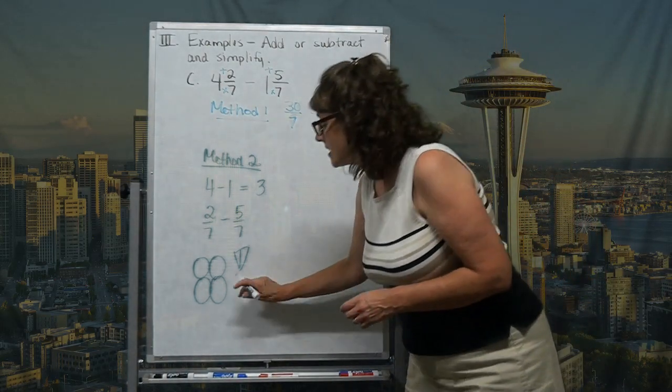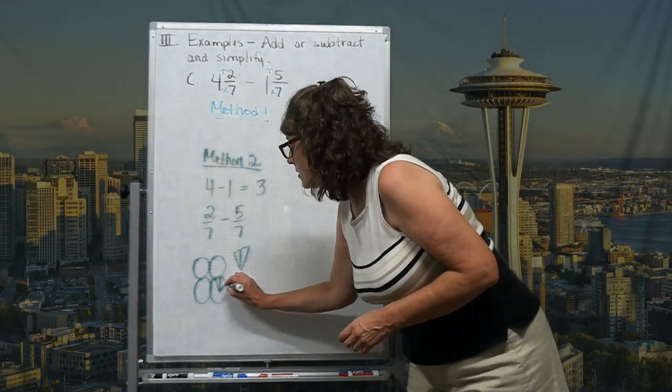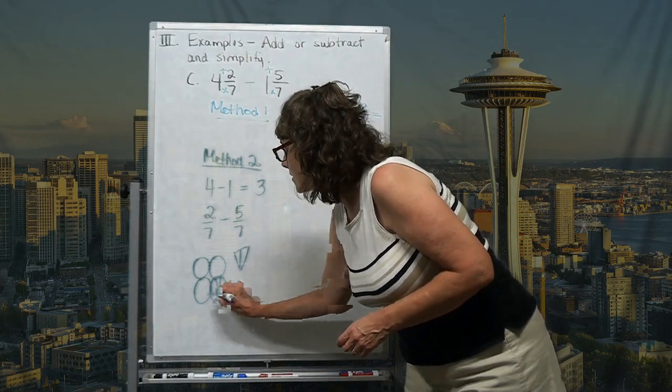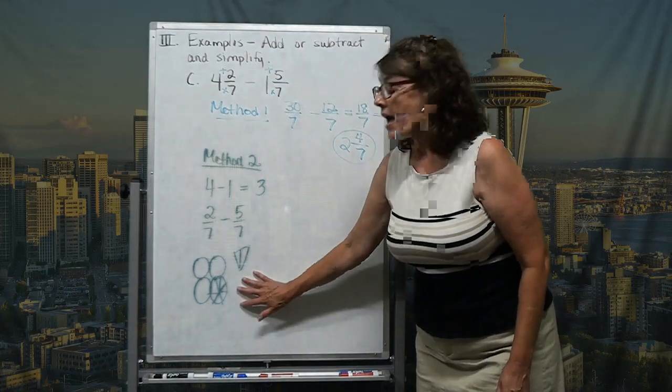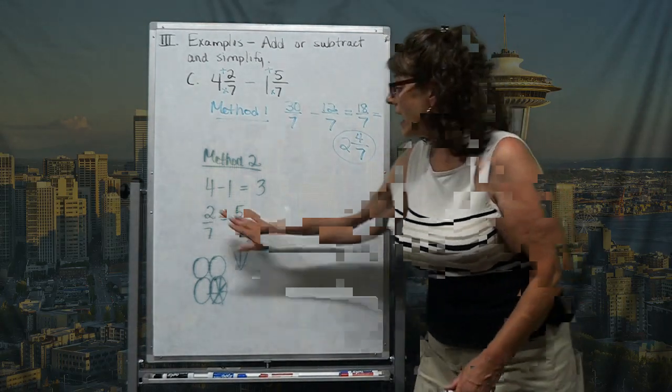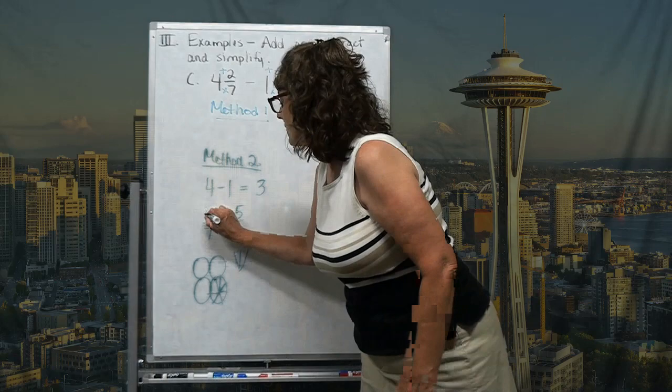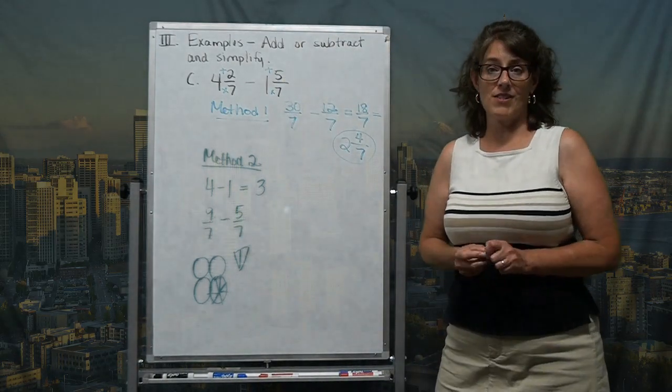So that idea is the idea of borrowing. I'm going to convert this into 1, 2, 3, 4, 5, 6, 7. I'm not very good at that. But now I have 3 and 9/7. Well, if I have 9/7, I certainly can take 5/7 out of it.